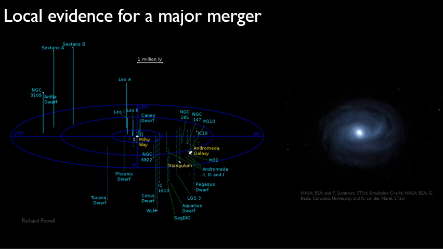If you want local evidence for a major merger, obviously one hasn't happened yet that would completely destroy the Milky Way as we know it, but one is going to happen, and we can look at galactic velocities in the local group. We talked a little bit about this in the Milky Way formation lecture. So the local group is the set of galaxies that are near the Milky Way. This is kind of our local little minor galaxy cluster.